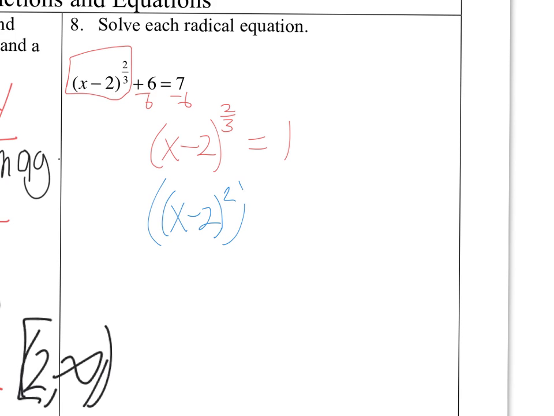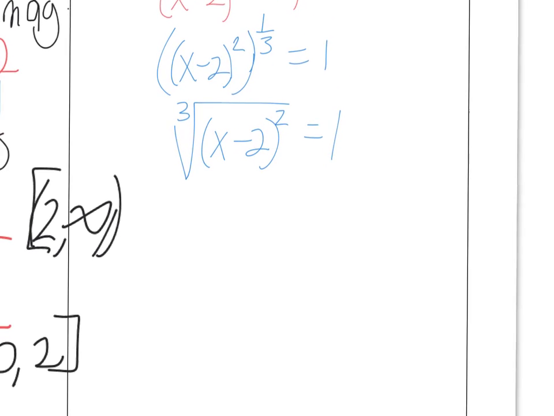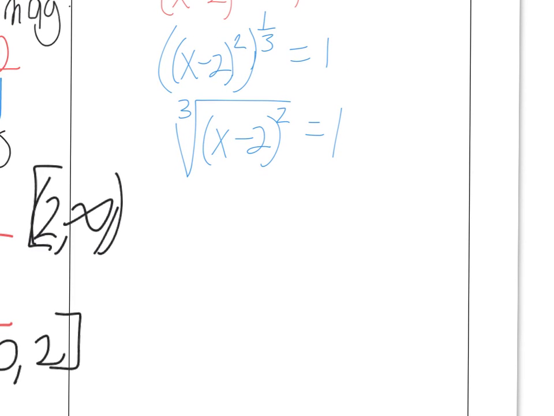squared to the 1/3, because I happen to know that 1/3 is the same thing. Oh man, I could just convert this to a radical at the beginning. That would have been easier. Same thing as the cube root. Okay. To get rid of a cube root, I know I've got to cube both sides.